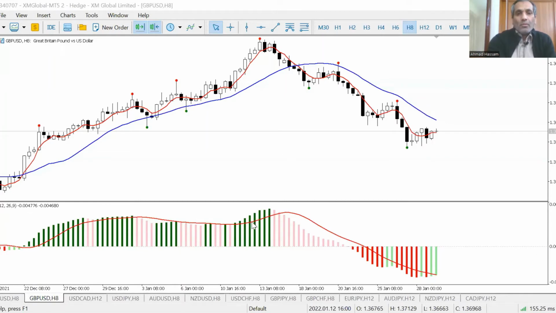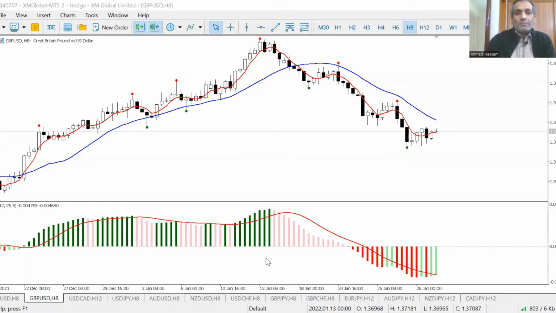Now, this is a pound dollar H8 chart. This is the slow SMA moving average, and this is the fast moving average. This is the MACD. MACD is moving average convergence divergence.